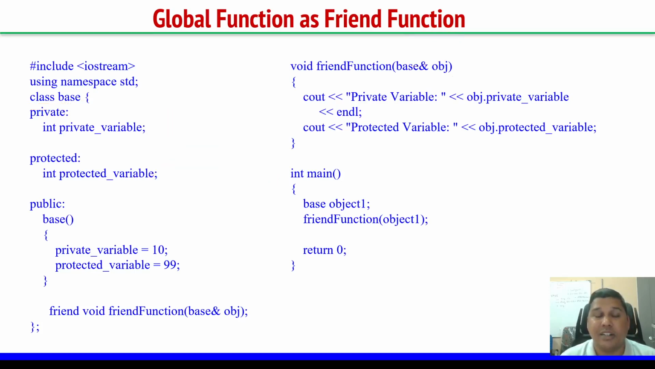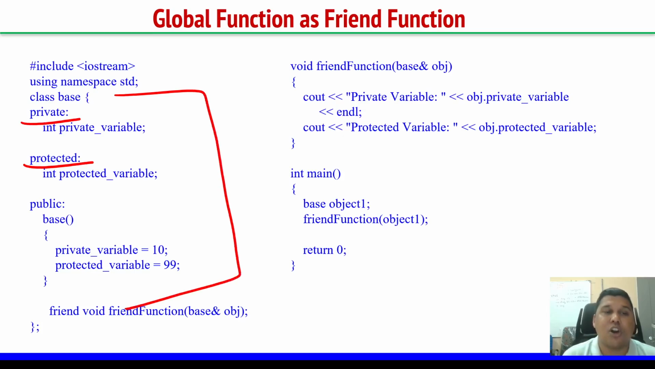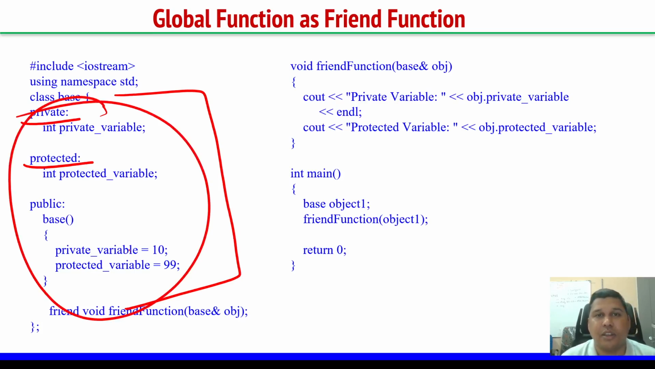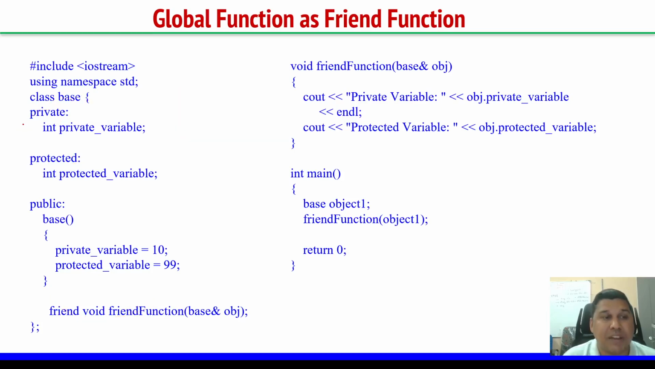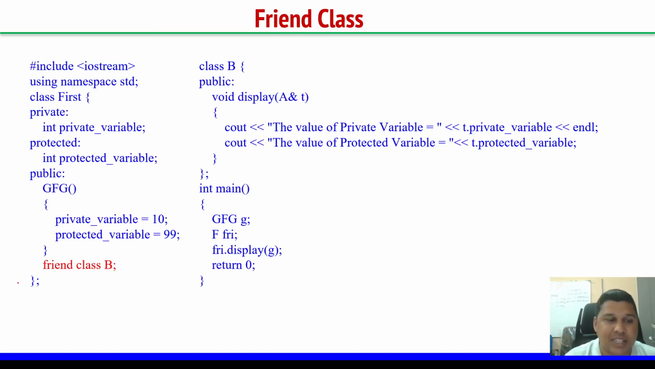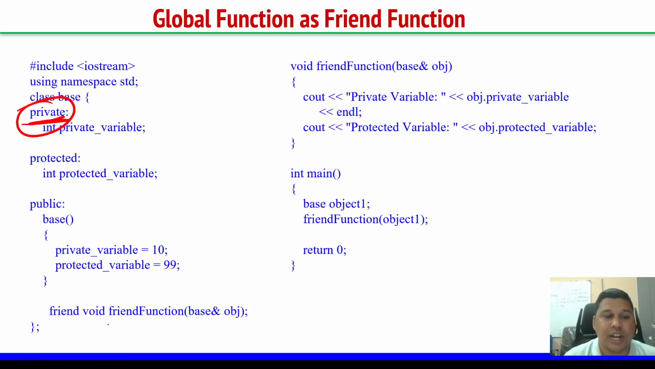Again I repeat, private and protected variables of a class cannot be accessed outside this class. They have to be used within the class itself. Private variables cannot be used outside. But if I want to use them outside, I have to use either a friend class or a friend function. It means I am making this function my friend and giving it some privileges.